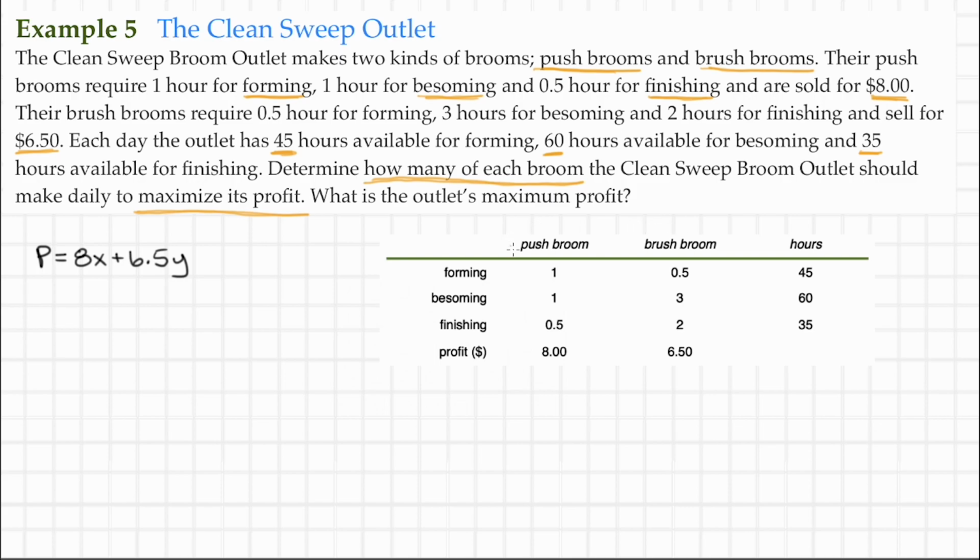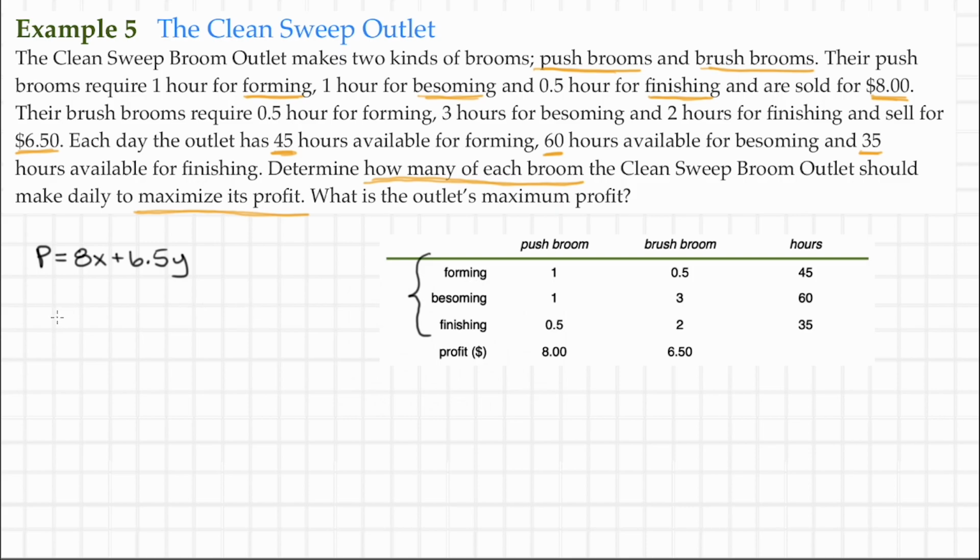We can see again we have our variables across the top here. They create these columns. And then here are the elements that interact: the forming, the besoming, and the finishing. Again, we also have our objective function here, the profit, to show the relationship between the dollar amount and the variables. But again, right here, those are the linear equations. So now we can go ahead and write those linear equations with slack variables.